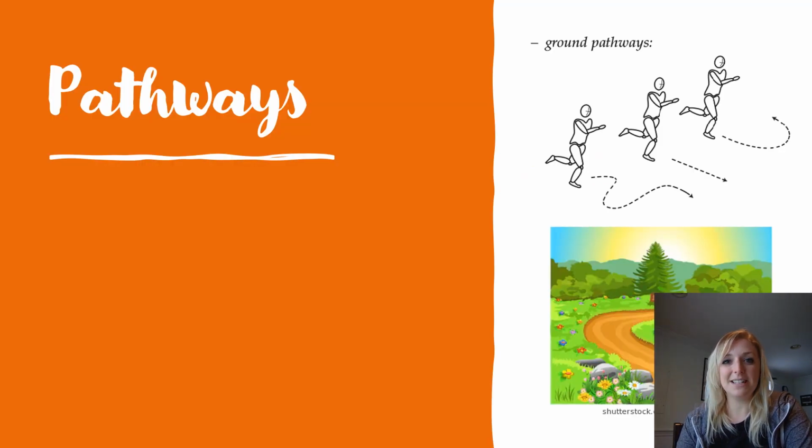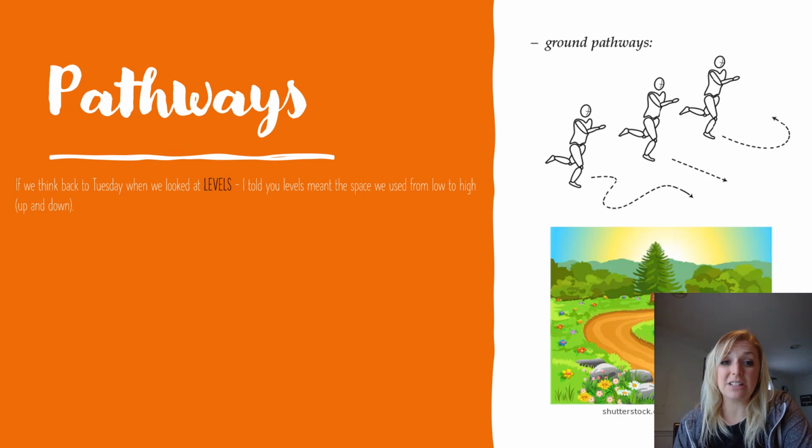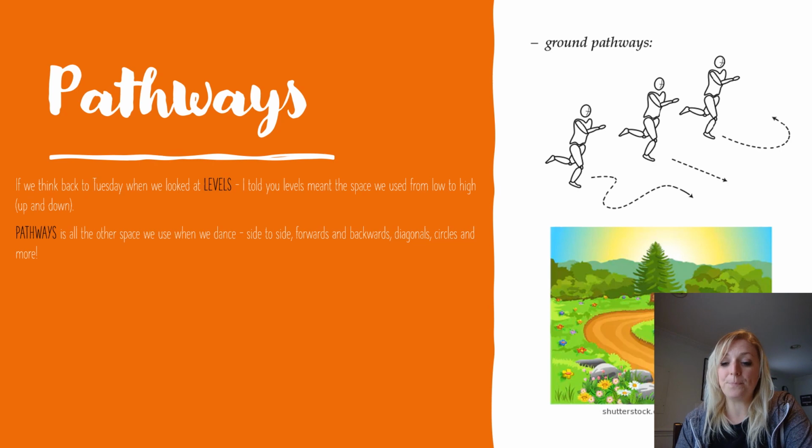So pathways, what's that got to do with our journeys every day? If we think back to Tuesday, when we looked at levels, I told you that levels meant the different space we use from low, medium up to high. So up and down space we can use as dancers. Pathways is all the other space that we can use when we dance. That could mean side to side, forwards and backwards, traveling on diagonals, in circles, and many, many more.